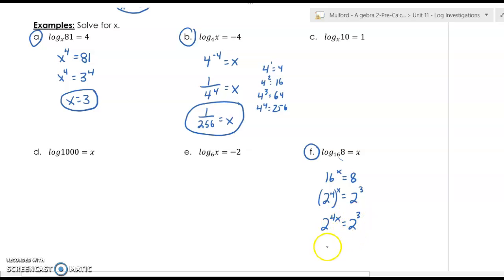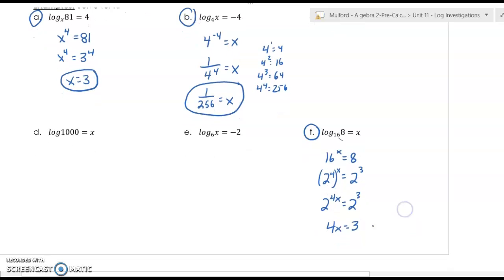My bases are the same. My exponents have to equal. 4x equals 3. And so then x would have to be 3/4. And it is okay to get fractions. You're going to get them every once in a while for your exponents.